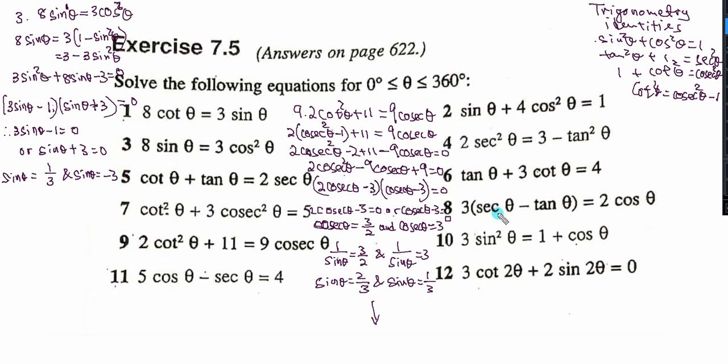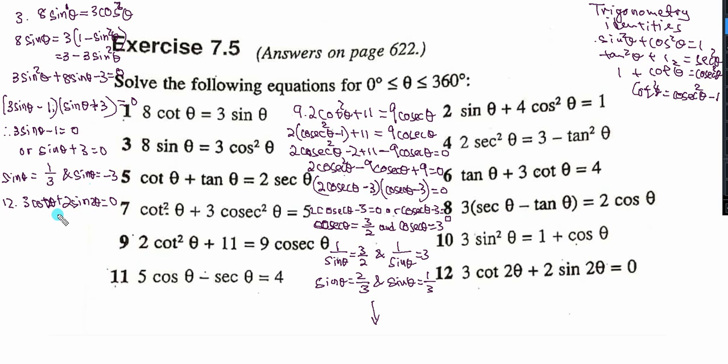Okay, now let's look at this. How will you solve this? Okay, let's look at 12. Question 12. How are we going to simplify this? 3 cotangent 2 theta plus 2 sine 2 theta equal to 0.